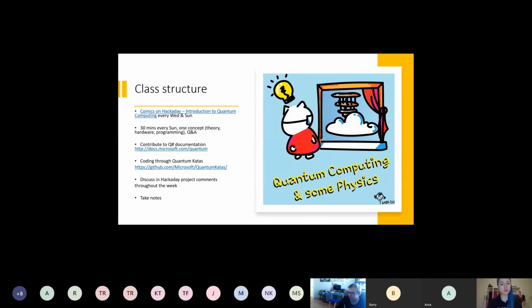So just for newcomers who are not familiar with the format, we spend 30 minutes on Sunday, like right now, discussing one concept. We previously have covered quite a lot of basic concepts and software: how to program and how to write in the Q# language to use quantum computers. So today is very exciting. I know a lot of people asked me to talk a bit about hardware, and we're going to do an overview of all kinds of hardware.